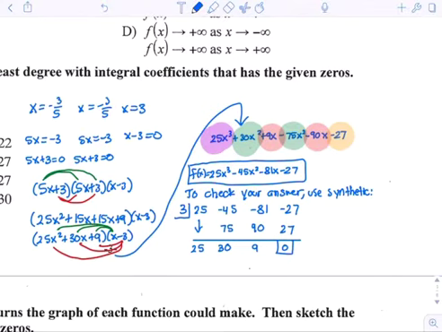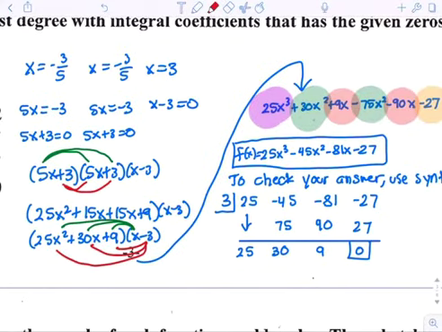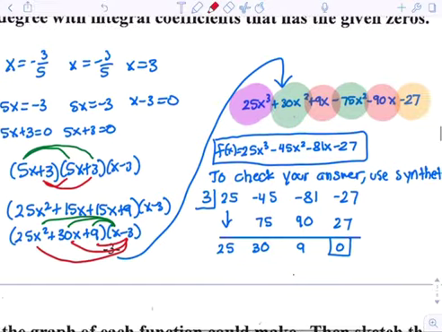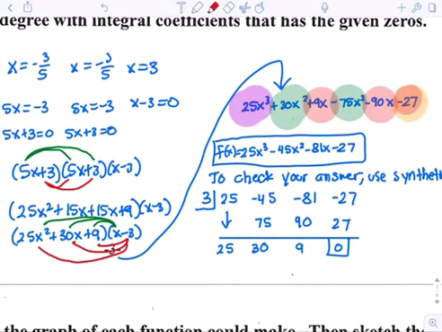Switching gears. Negative 3 times 25x. Sorry, I'm going to brain freeze. Oh, x times 25x squared, negative 25x third. X times 30x, 30x squared. X times 9, 9x. Negative 3 times 25x squared, negative 75x squared. Negative 3 times 30x, negative 90x. Negative 3 times 9, negative 27.